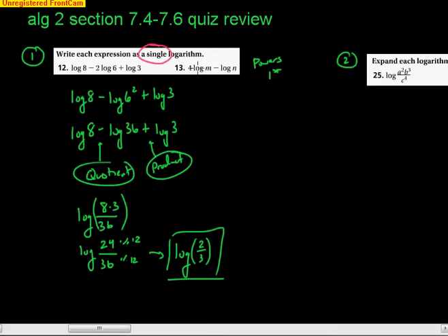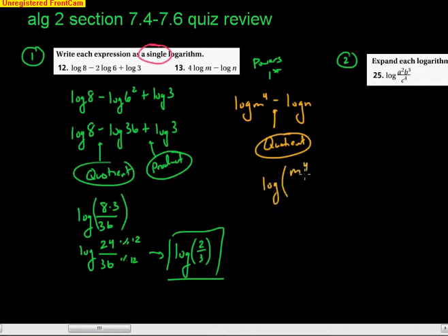Okay, the second one here. Again, powers first. This log, 4 log m, there's a 4. That goes with the m as its exponent. The log n has no number in front, so it's just log n. And now, this is going to be a quotient property, which means I divide them. So log, and again, parentheses or no parentheses, m to the 4th over n.